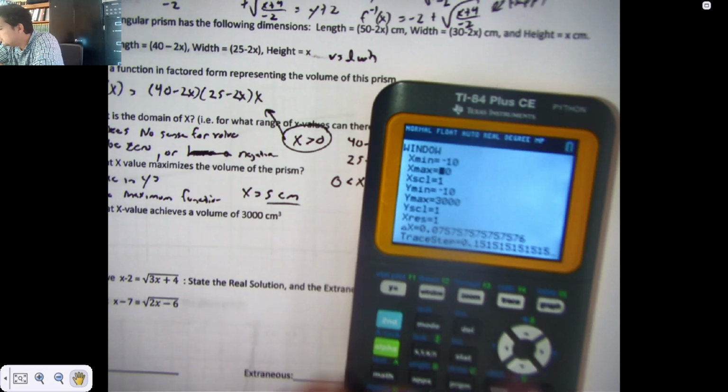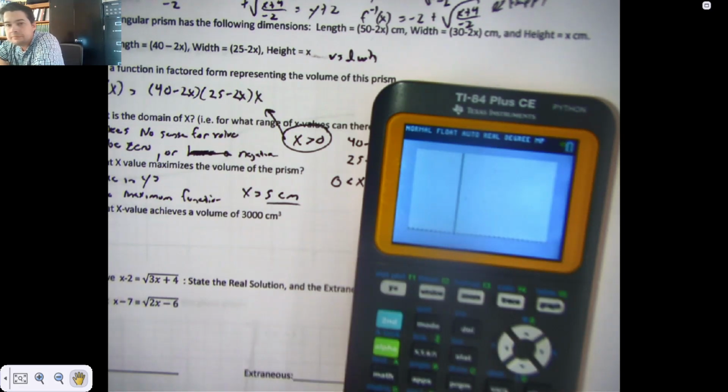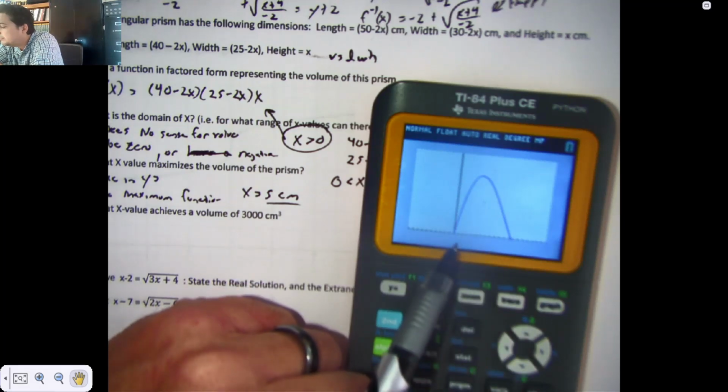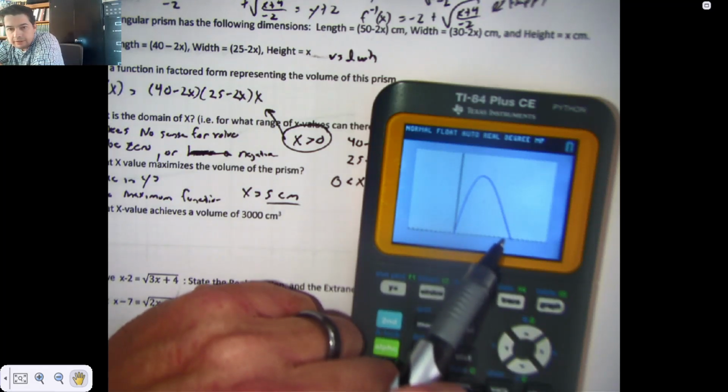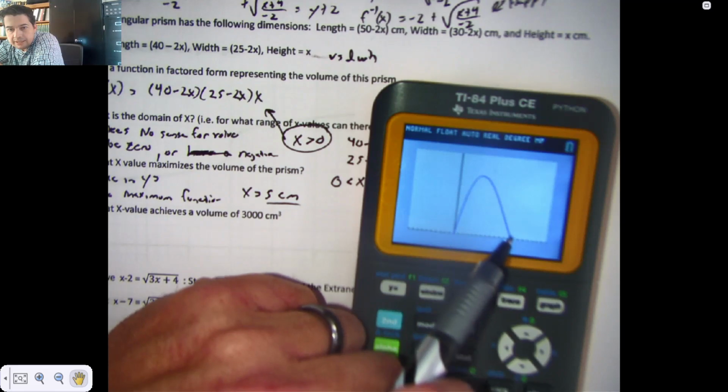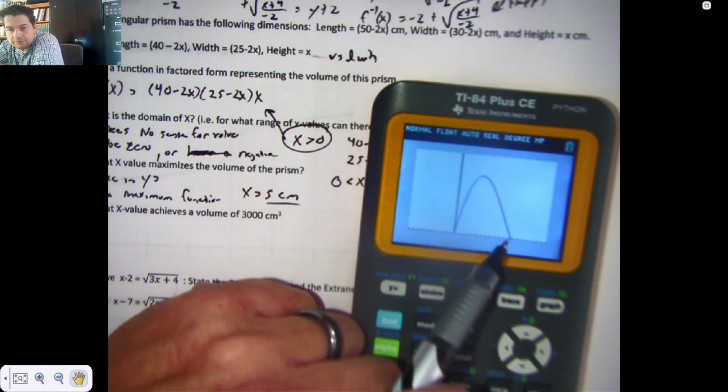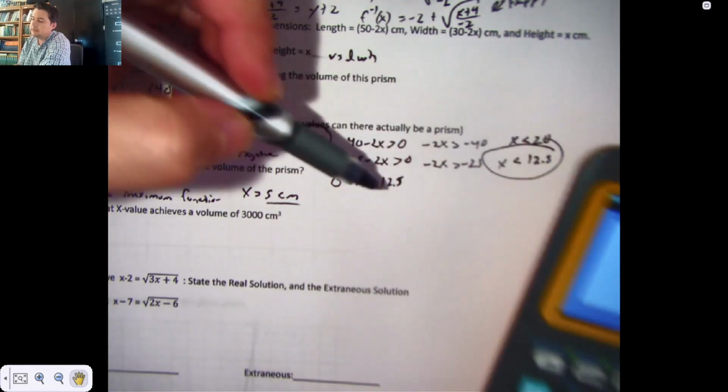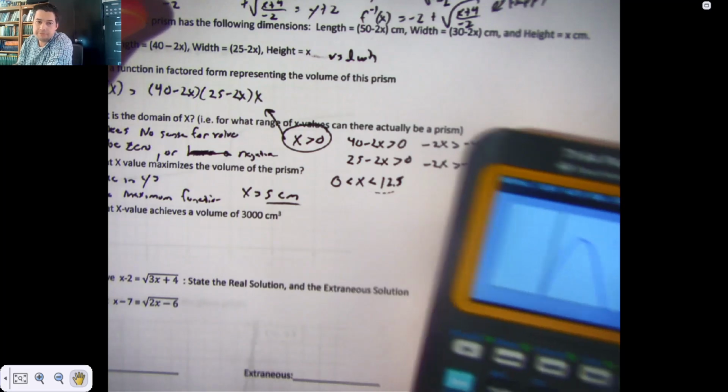And by the way, I did mention something, and I'm going to talk about it. I was talking just a few seconds ago about natural domain. You can also look at graphs, and you can count, right? Right here is where this graph starts entering negative territory, and that's happening if you count. If you play along in your own calculator, that's happening when x is between 12 and 13. It's happening right there at 12.5.